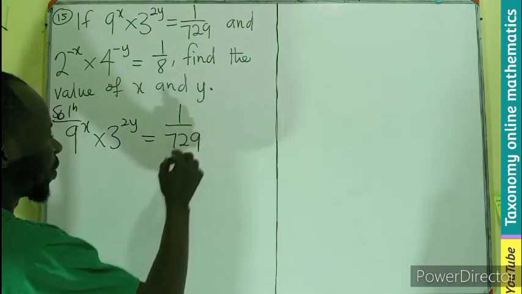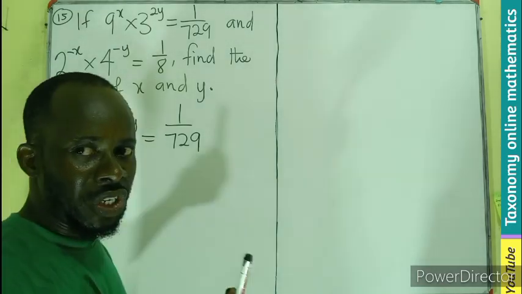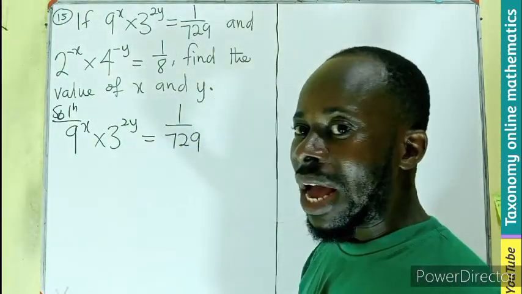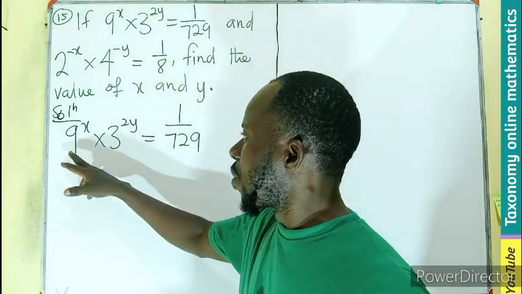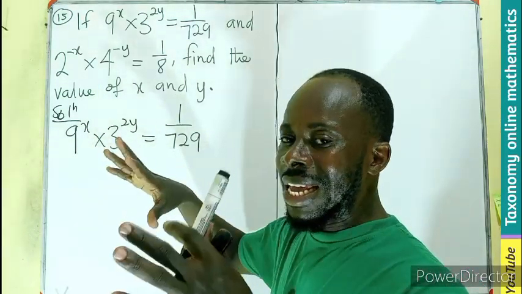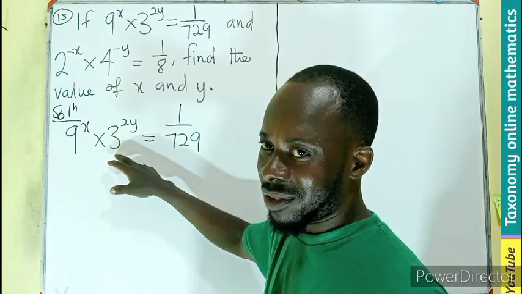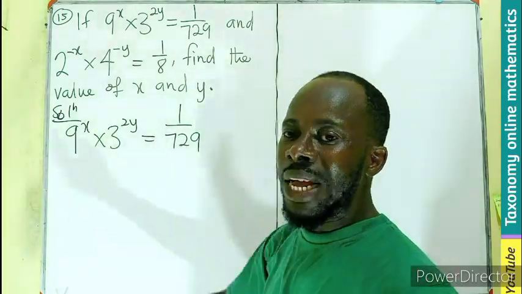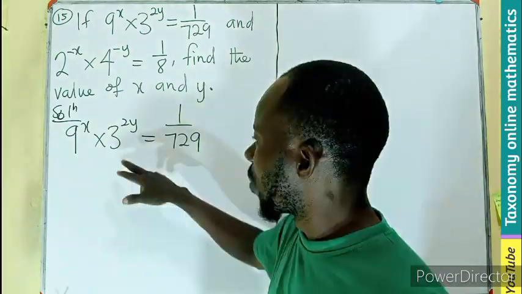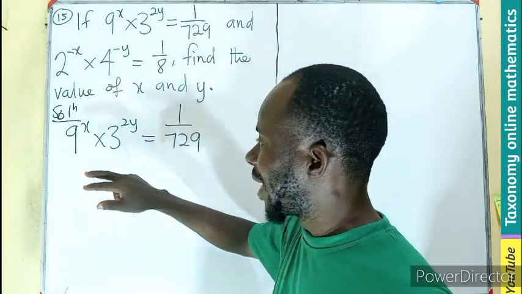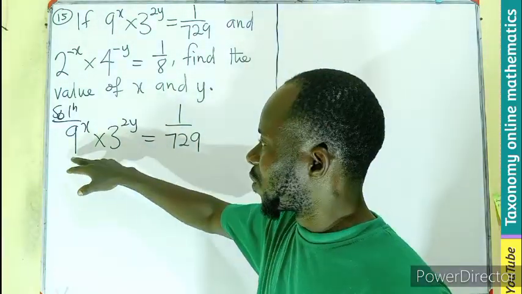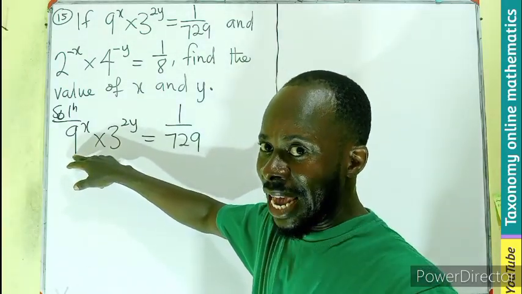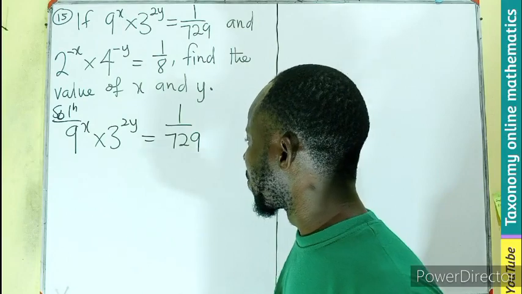729. Now, in solving exponential equation questions, we try as much as possible to have all the indices having the same base. If they have the same base, then we can deal with the exponent. So what do we do? The simplest base here is base 3. 9 is 3 times 3, so we break this one as well.